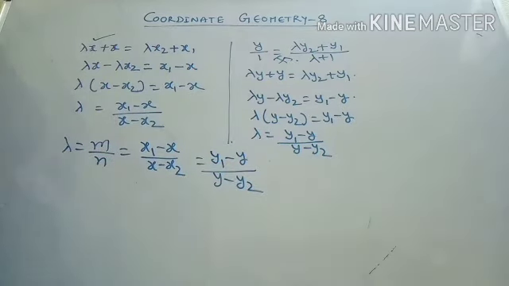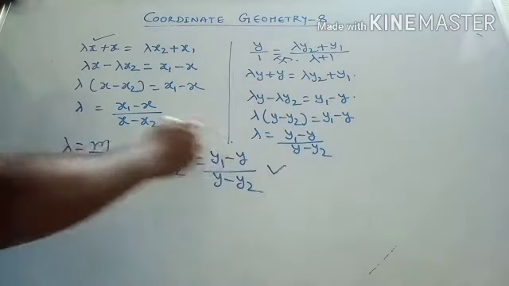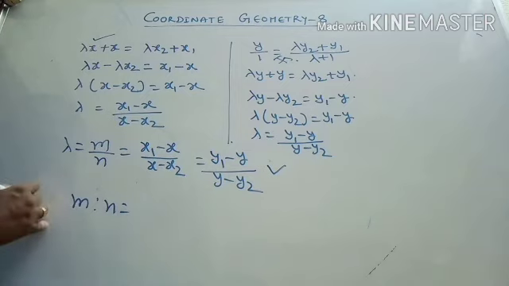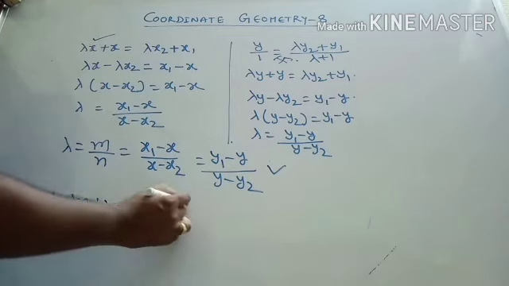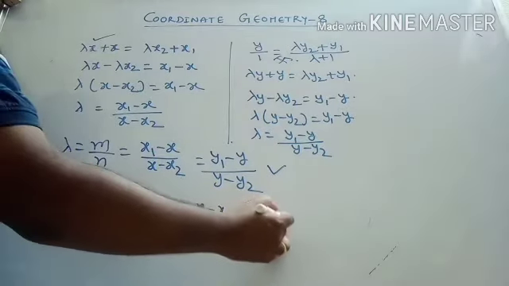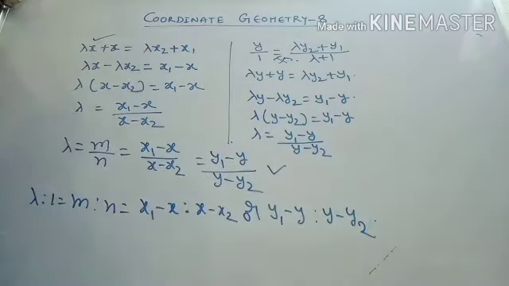Therefore, my dear students, we have proved by equating these two that the ratio m is to n, which is lambda is to 1, is x1 minus x is to x minus x2, or y1 minus y is to y minus y2. In this beautiful way we have got this result.